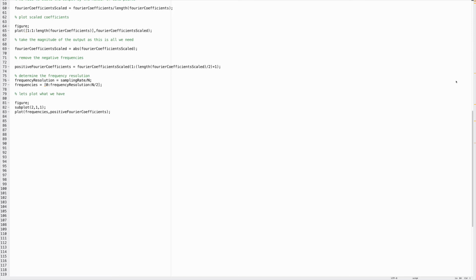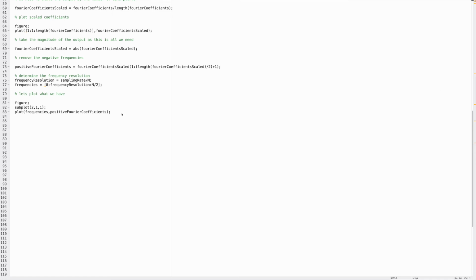Next, we want to look at the frequency resolution. In this case, it's the sampling rate divided by the number of data points. But remember that your frequency resolution is entirely dependent on the number of data points that you submit. So the more data you put in, the smaller the frequency resolution you'll have. So we get frequencies from 0 by the frequency resolution to the half of the length of the data in this case. Those are the positive frequencies.